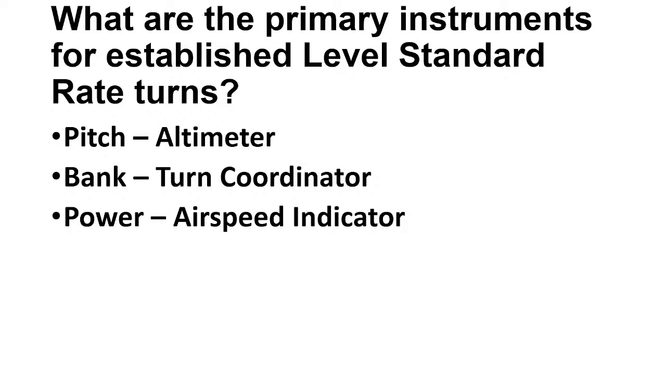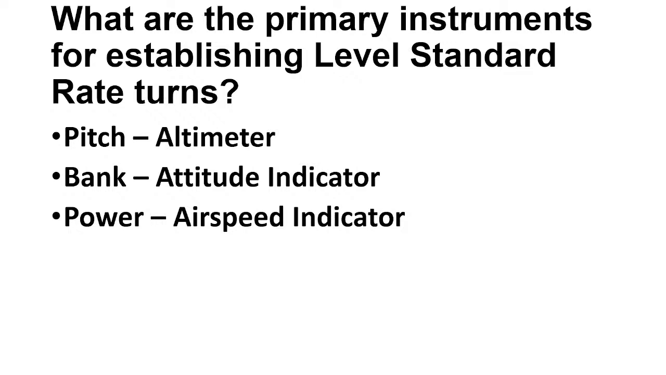Now, when you bank, part of banking requires a slight increase in pitch, so you don't descend. But that's for your bank. It's the attitude indicator, and then for power, it's your airspeed indicator. Okay, and the game I want you to play is being able to draw and label the control and performance system, and then go through this.